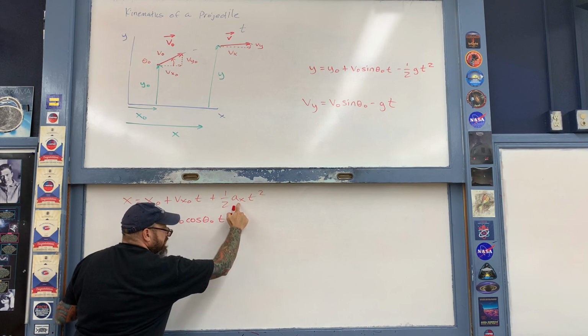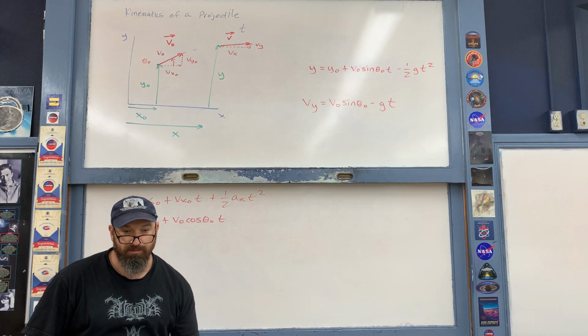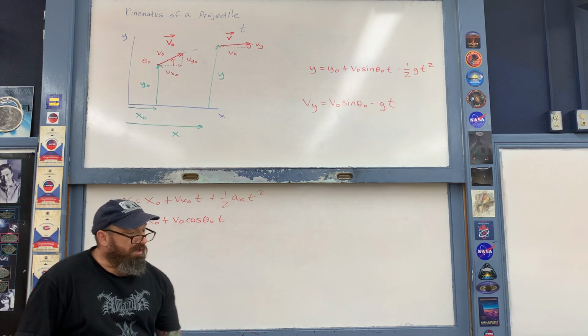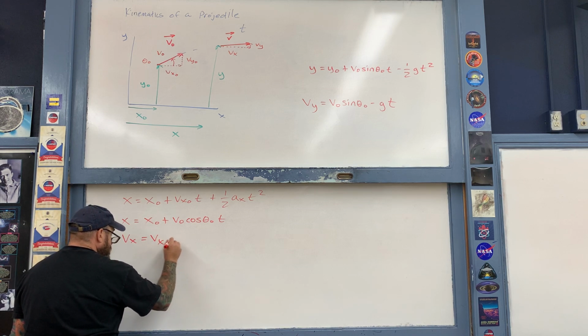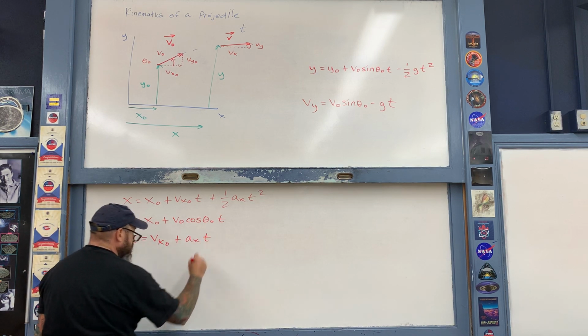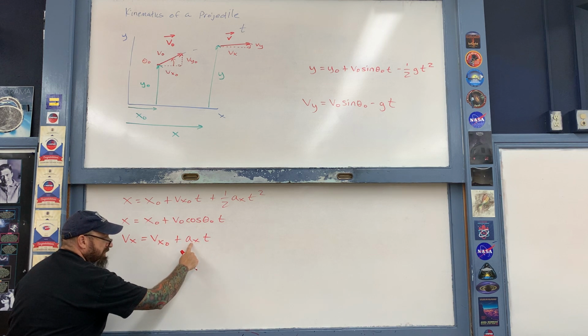Like so. And then once again, this term here is equal to 0 because there's no acceleration horizontally for a projectile. Okay, and then we have the velocity. The final velocity is equal to the initial velocity plus the acceleration multiplied by the time. But as I've already stated, this term here, the acceleration horizontally, is equal to 0 for a projectile.